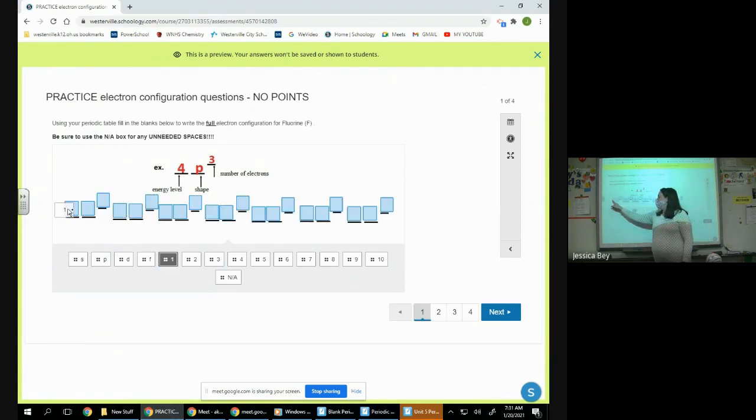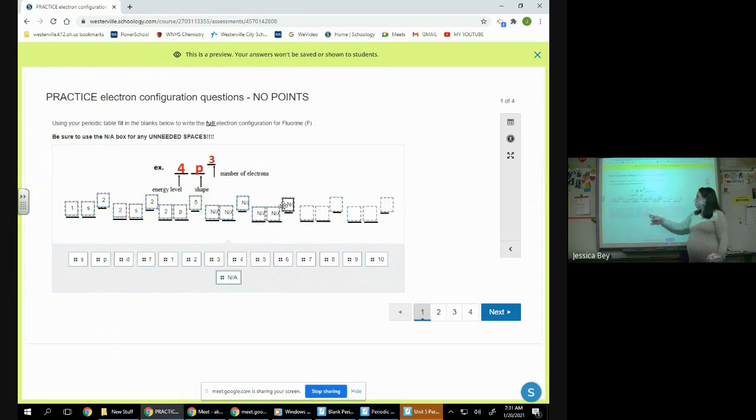So you would say 1s2, 2s2, and 2p5. And then to try not to give away the answer, we have the same image for every single one. So once you feel confident that that's what you have written and you know fluorine's 1s2, 2s2, 2p5, then you just put Na in for the rest of them in order for it to grade it correctly.